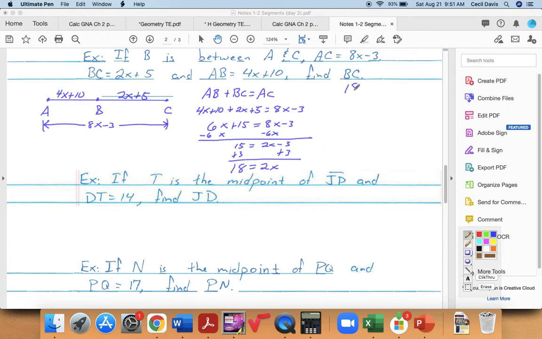I don't know about you, but I'm out of room at that point. So now I'll divide both sides by 2. And I get the value of x is 9. I check back to see what it is that I'm asked to find. It says find the length of BC. In terms of x, it's 2x plus 5, but I want a numeric answer for that. So BC is 2 times the value of x, which is 9, plus 5. That's 18 plus 5. So the length of BC is 23.